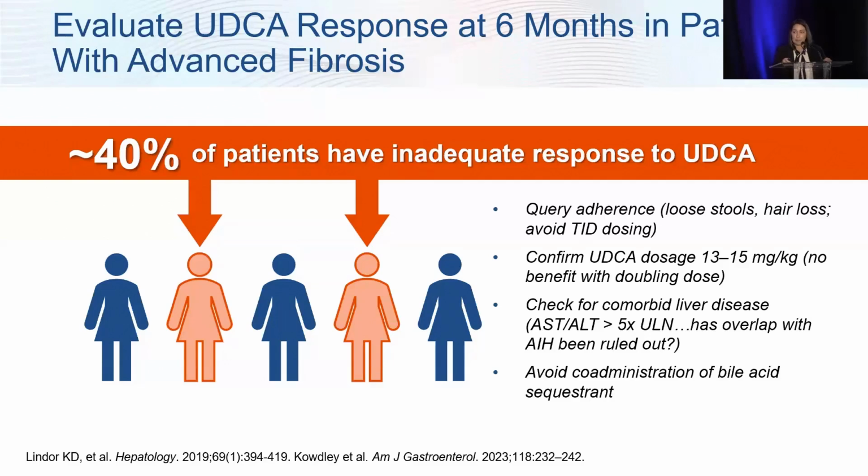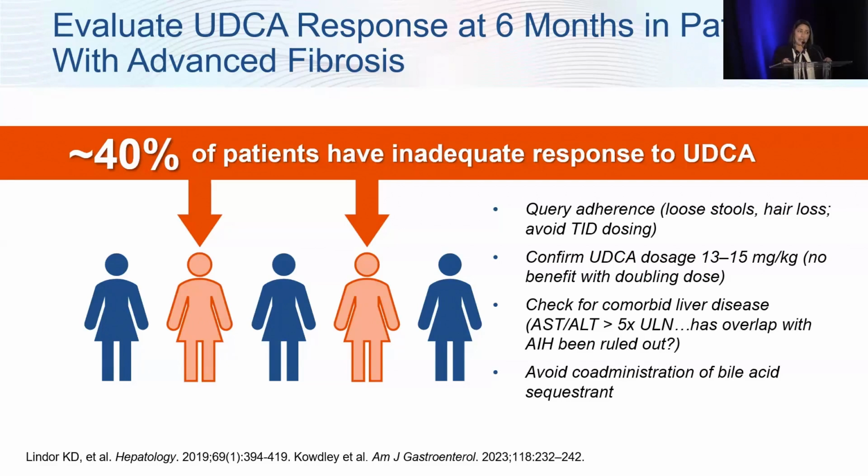And then patients may have lived through a pandemic or life stress and gained weight since you initially prescribed their urso, and now their medication may truly be underdosed. So making sure you're hitting that 13 to 15 milligram per kilogram target is important.